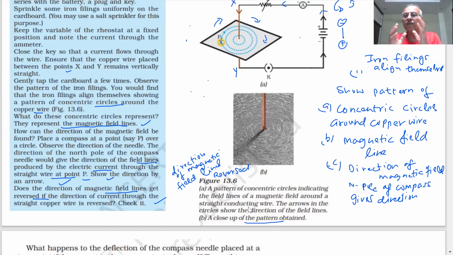So we can find the pattern of the field lines. These are concentric circles. And third, the direction. We can find the direction by using a compass needle. Wherever the north is pointing, that is the direction. If I reverse the direction of the current, what will happen? The magnetic field lines which are produced, their direction will also get reversed. So this is an experiment, an activity which can be done. Important. Note it down, students.